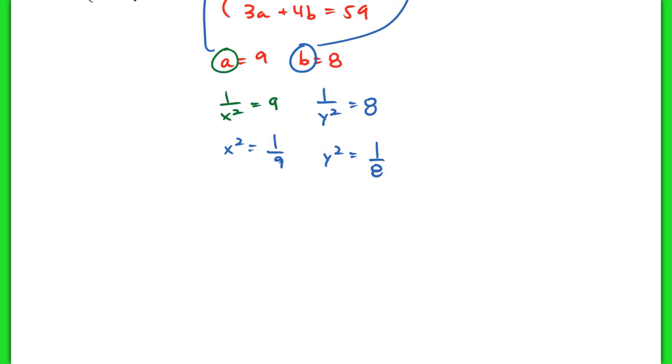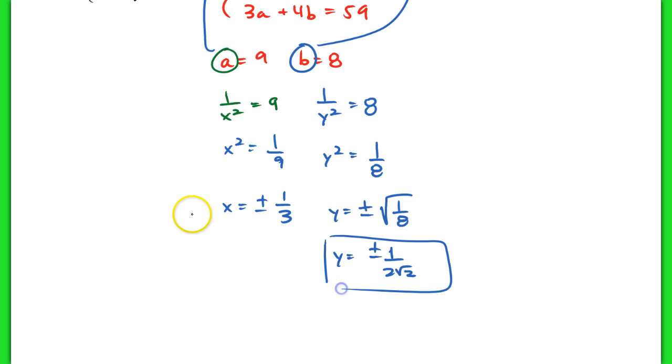So to solve from here, taking the square root, I get x equaling positive or negative square root of 1/9, which is just going to be 1/3. And over here, y is going to equal positive or negative square root of 1/8. And in this case, I do need to reduce, so I have positive or negative 1 over 2 root 2. And we're not going to make you rationalize the denominator here, so you can leave that radical in the denominator. So I end up with 2 values for x, 2 values for y.